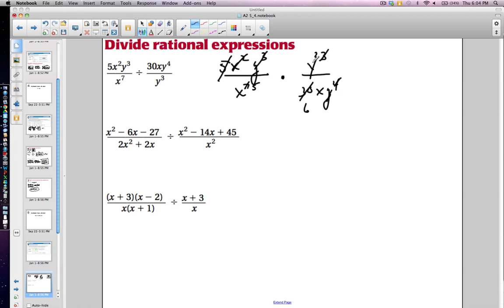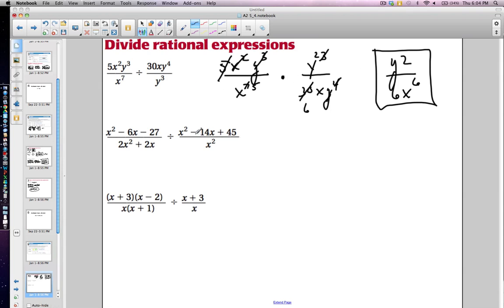So now in the numerator, I just have y squared. And in the denominator, I have x to the 5th times 6x. So it's going to become 6, and the 5th times the 1st becomes x to the 6th. Fully simplified. Okay, so again, that's a very simple problem.